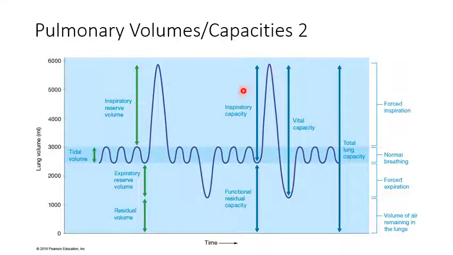So by looking at these different volumes, you can get some idea about a person's respiratory functioning. In people who have lung diseases of many kinds, these volumes would be reduced versus a normal person.